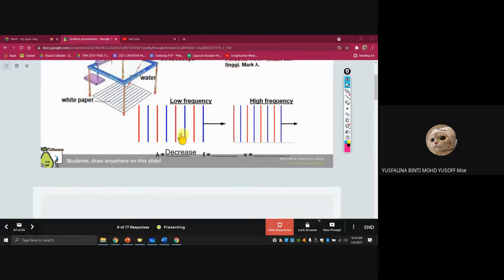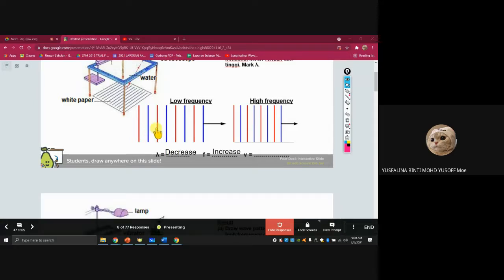So the lambda is actually from here to here. This is called 1 lambda, right? From red to red means same phase. Okay, blue to blue, one same phase. Okay, so maybe this is a crest to crest. So lambda is from crest to crest. So if you compare the distance, what happened to the distance of the lambda?